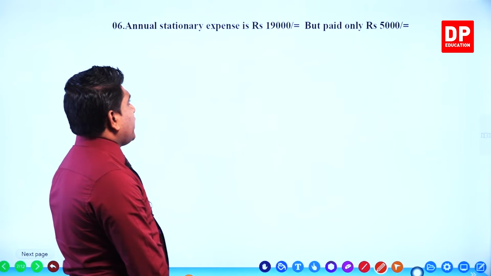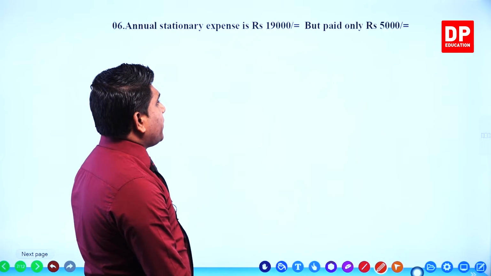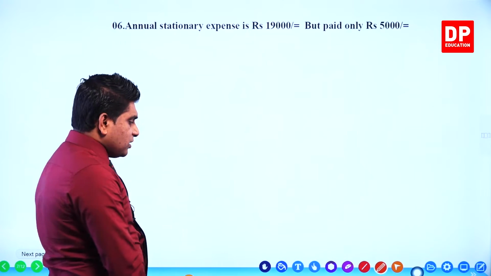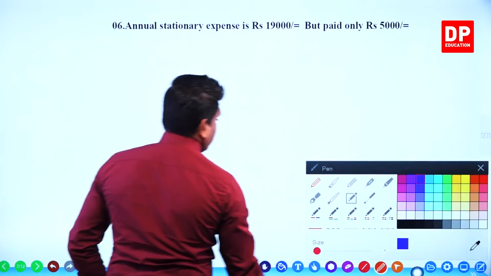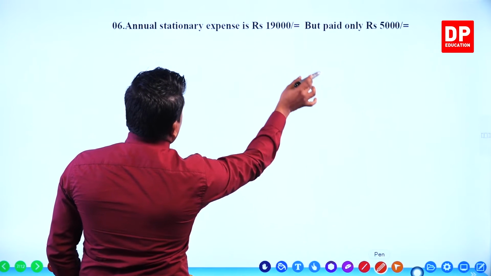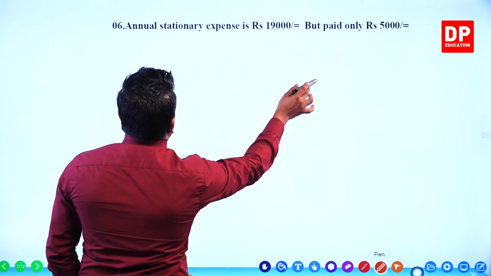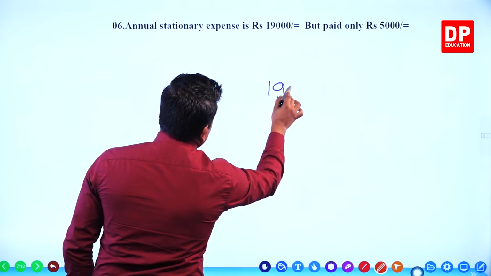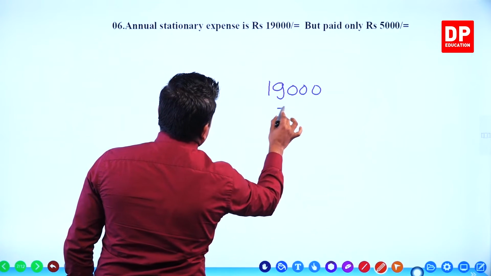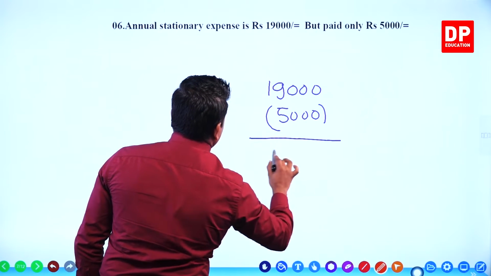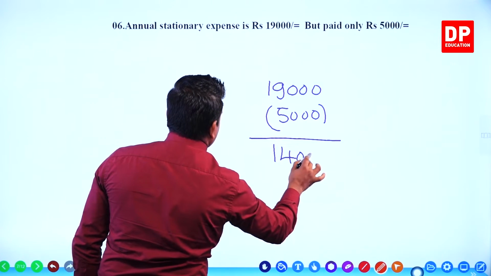Then next one, annual stationery expense is 19,000 but paid only 5,000. I'll do the calculation only for this one. The annual stationery expense of 19,000 is the full amount, but they paid only 5,000. How much do you want to pay? 14,000 to be paid.